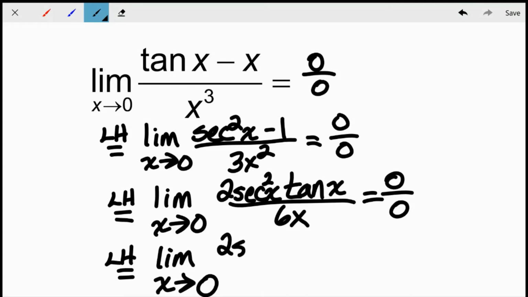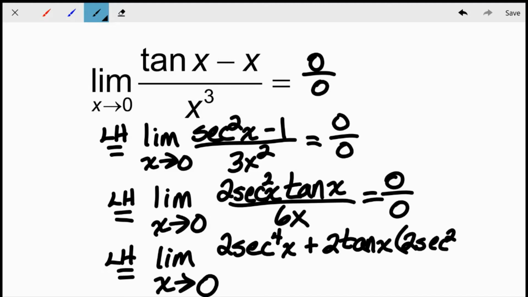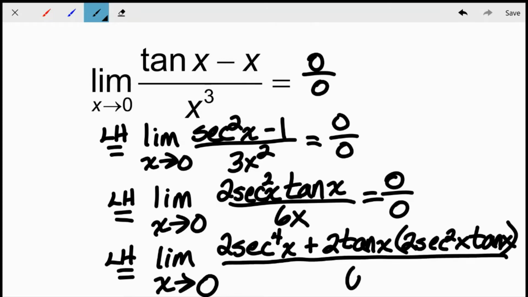but I have 2 secant to the 4th x plus, let's see, 2 tangent x times 2 secant squared x tangent x. Okay, so essentially what I've done there is the product rule in the numerator. And now in my denominator, I'm going to get 6.